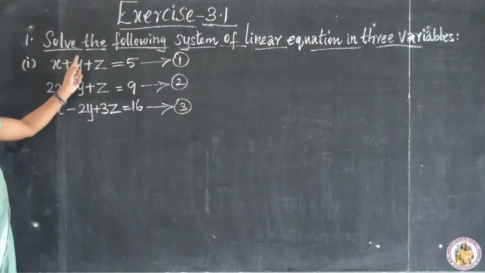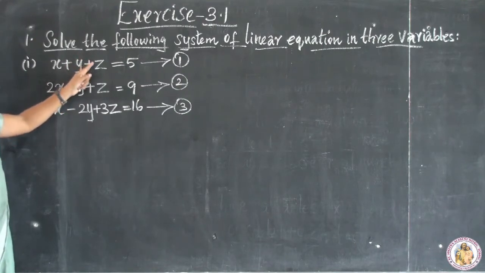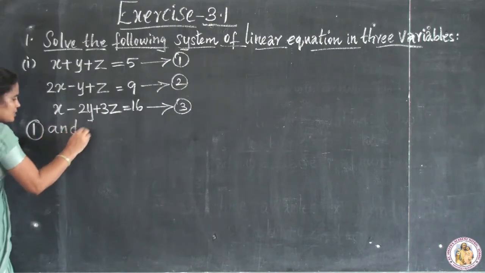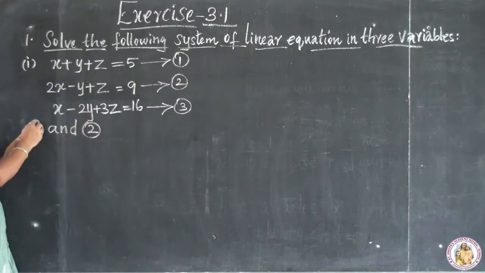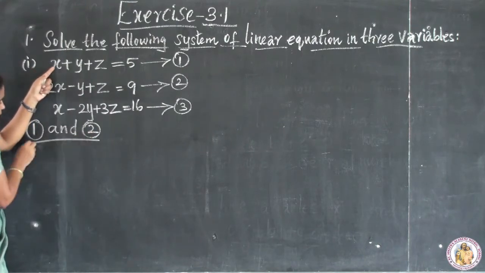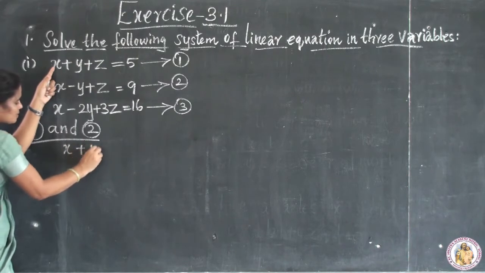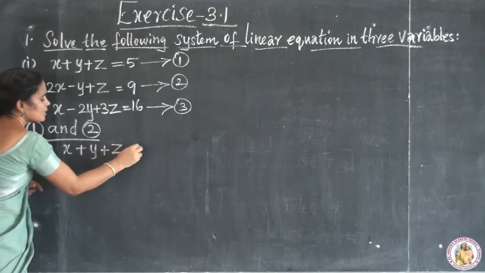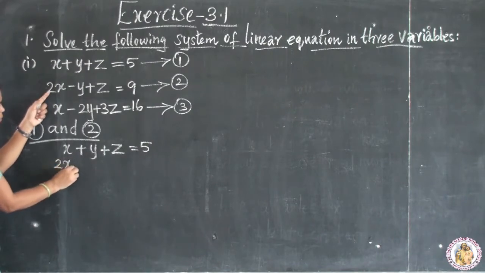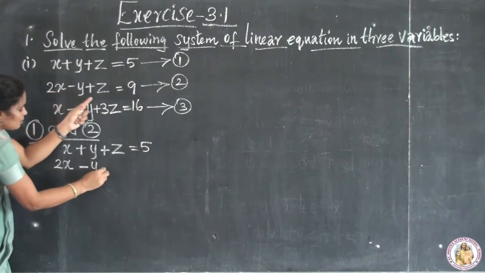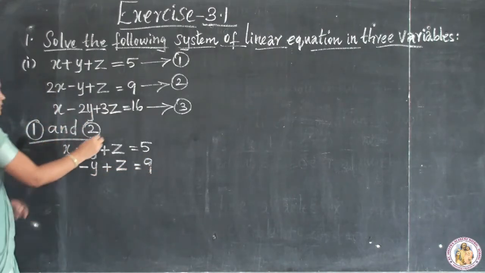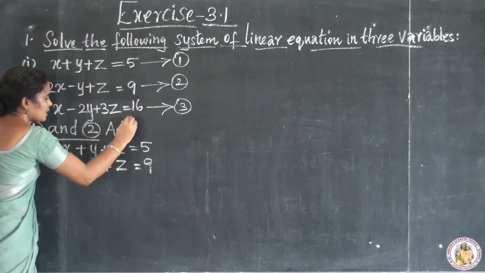Different sides, so y we can cancel easily. Select the first and second equation by adding them. Circle the first and second equation and write them down. x plus y plus z is equal to 5, and the second equation 2x minus y plus z is equal to 9. By adding, we add the first and second equation.